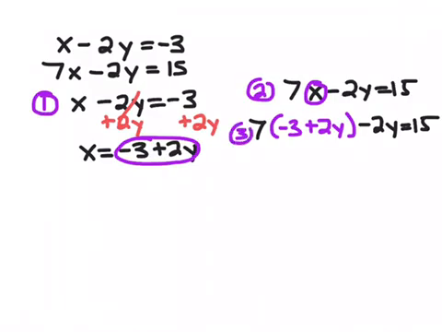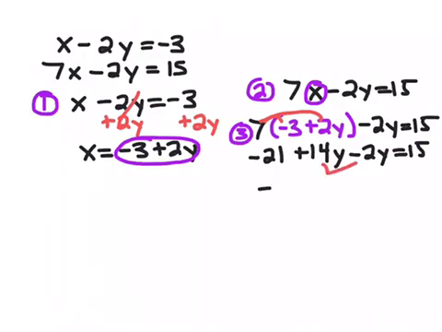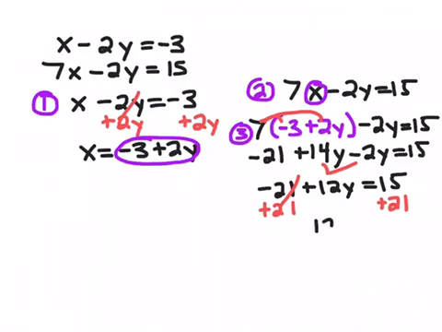So step 3 is we're going to go ahead and solve this using our distributive property. Gives us negative 21 plus 14y minus 2y equals 15. Combining some like terms, negative 21 plus 12y equals 15. Inverse operations, adding 21 to both sides of the equation using that additive property of equality. 12y equals 36. Then our division property of equality, dividing both sides by 12, results in y equals 3.